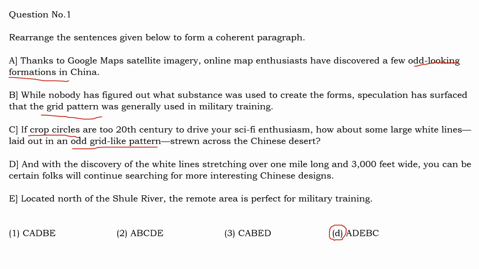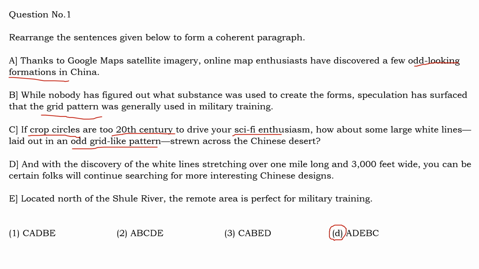That is why the passage says that if crop circles are too 20th century, too 20th century means too old. We are now in the 21st century. So if you think that crop circles are too old fashioned to drive your sci-fi enthusiasm, people who think about these kinds of things are all enthusiasts with science fiction concepts. They think that these are done by extraterrestrial organisms or unidentified flying objects. So a lot of conspiracy theories are going on even now.